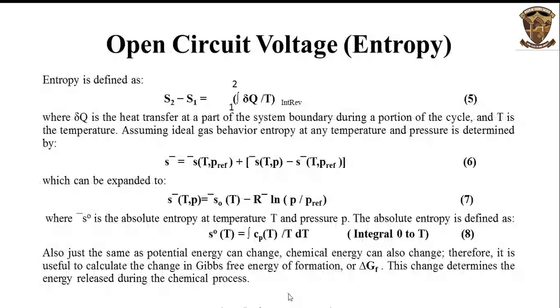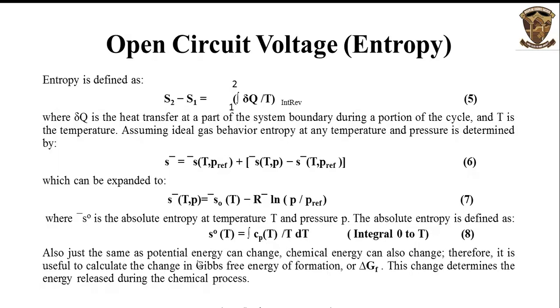Now the entropy is defined as S2 minus S1, which is equal to the integral from 1 to 2 of delta Q over T, where delta Q is the heat transfer at a part of the system boundary during a portion of the cycle, and T is the temperature. Assuming an ideal gas, entropy at any temperature and pressure is determined by S equal to S at STP reference plus S at STP minus S at STP reference, which can be expanded through some derivation to ultimately reach S, entropy, equal to the integral from 0 to T of Cp(T) divided by T dT.